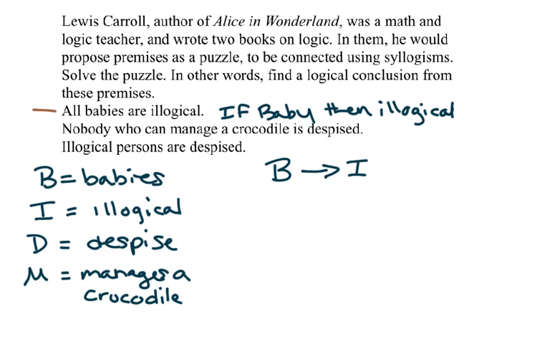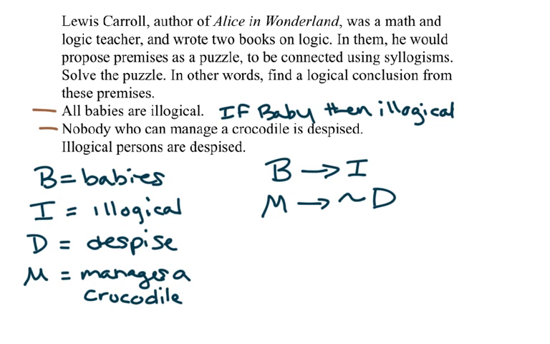The second one says nobody who can manage a crocodile is despised. So that must mean if you can manage a crocodile, then you're not despised. So if you manage a crocodile, then you are not despised. Remember, the not symbol is a tilde. So that's our second premise.